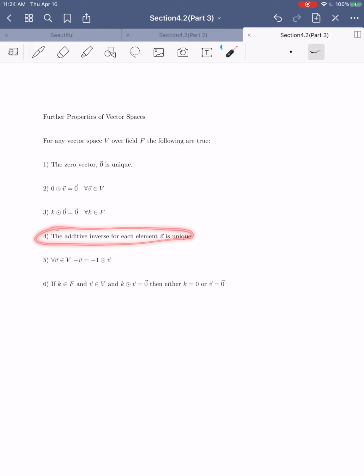4 is similar to 1. It says that the additive inverse must be unique in any vector space. We know that one of the axioms of a vector space is that it must have additive inverses. Well, this is saying that those additive inverses must be unique. 5 is very important.